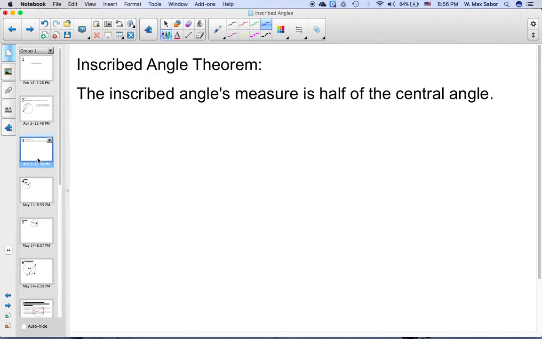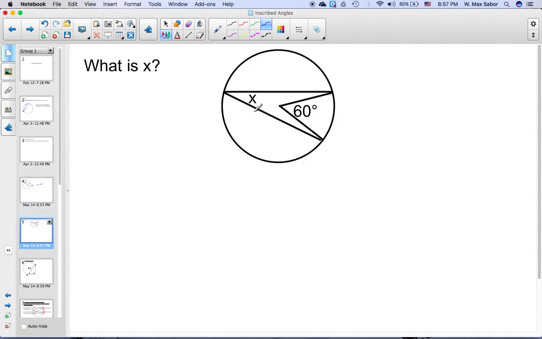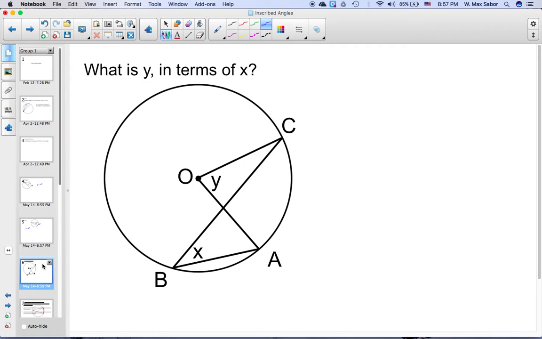The inscribed angle's measure is half of the central angle. This is the inscribed angle theorem. So, for example, here the inscribed angle, the one with the vertex on the circle, is 50. So this will be 100, and y will be 100. I'm just doubling 50 to get 100 there. Here, I'm giving you the central angle, and x will be half of that, which is 30 degrees. The arc will also be 60 degrees because it's defined by the central angle.